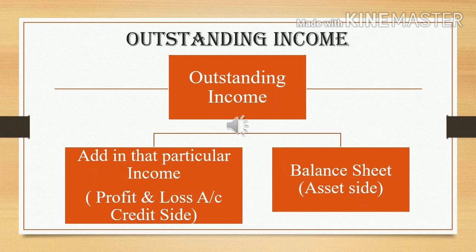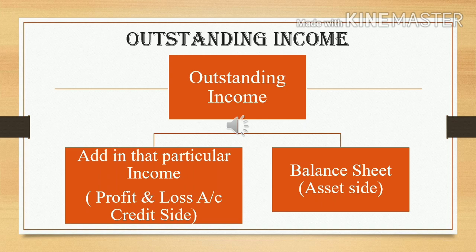The next is outstanding income. Similar to the previous one, but a little change. Now, as I told you, with the out word, we need to add. So the very first effect of outstanding income is add in that particular income. And where are we going to get the income? Income is actually recorded in the profit and loss account credit side. Second, any outstanding income is actually an asset for the business. So the second effect is balance sheet asset side.